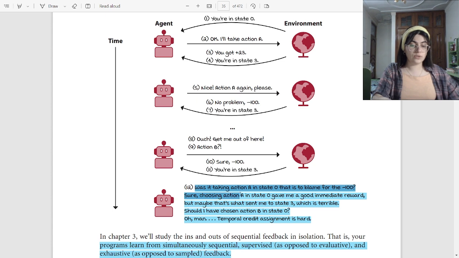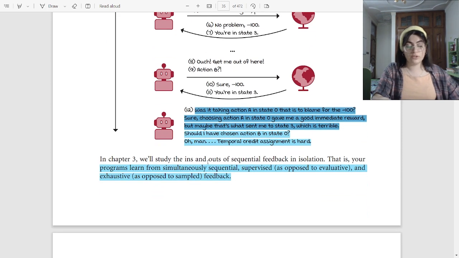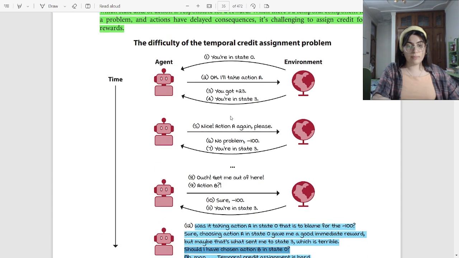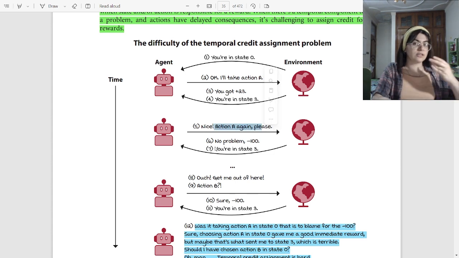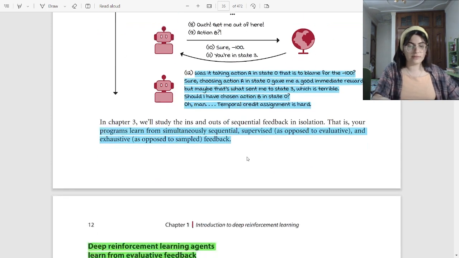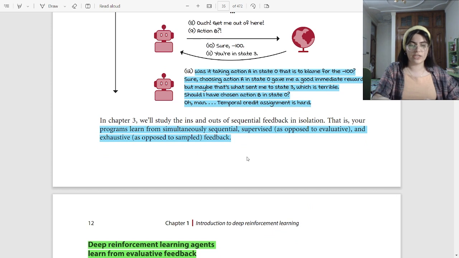And it mentions that, okay, choosing action A on state 0 gave me a good immediate reward, but maybe that's what sent me to state 3, which is terrible. Or maybe it was because it took action A again, maybe just taking it 2 times in a row is the problem, or anything else. Like it could be anything. The agent doesn't know which action to blame for these negative 100.